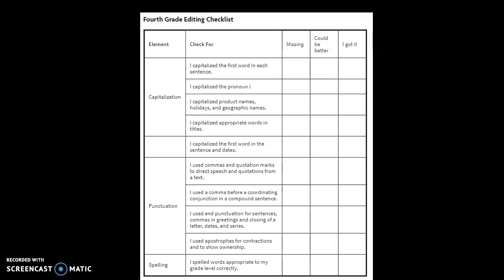I capitalized product names and holidays. I didn't have any of those, so I'm going to leave that blank. I capitalized appropriate words in titles. I didn't have any titles, so I don't have to worry about that. I capitalized the first word in sentences and dates. I sure did. Got that.